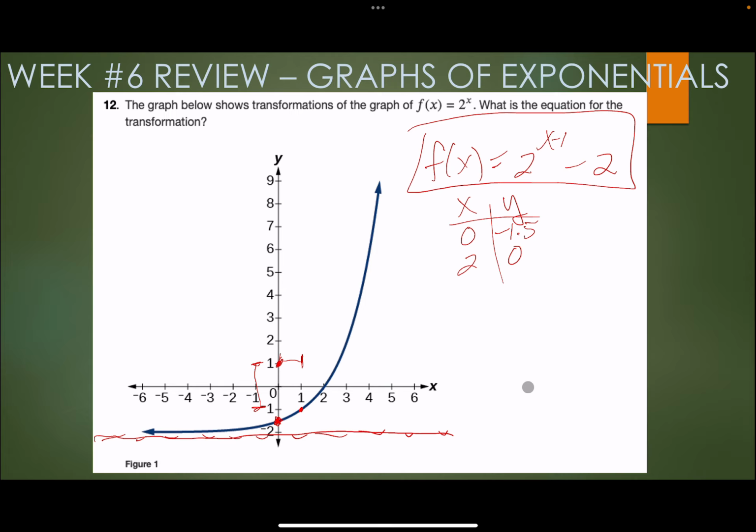Okay. And so our 2 to the x should go to 1. It should go through, like it should be coming like this. Through 1. But that y-intercept got shifted down. We know it got shifted down 2. Right? For sure. And so it should be at 1. It should be right there. But it's not. It's at negative 1.5. So that means it also got shifted over.